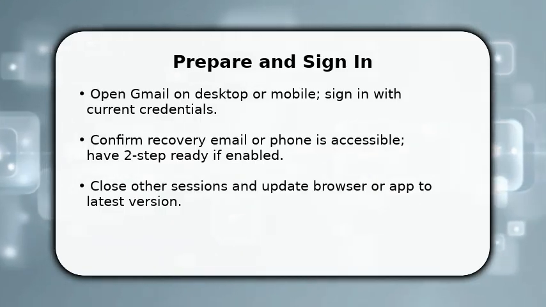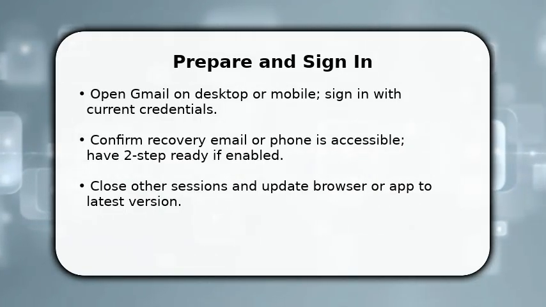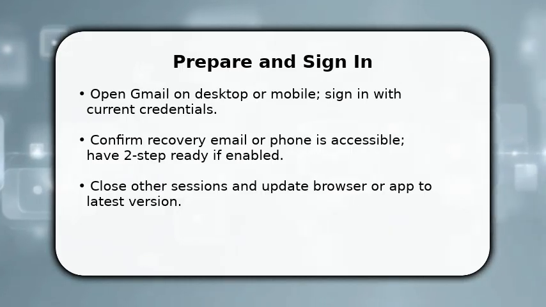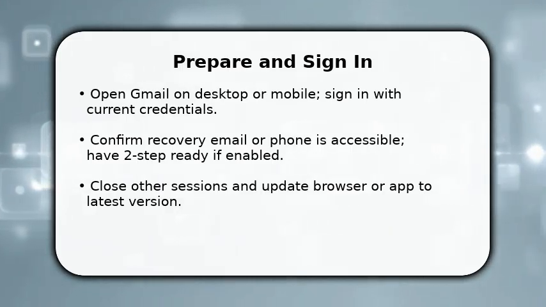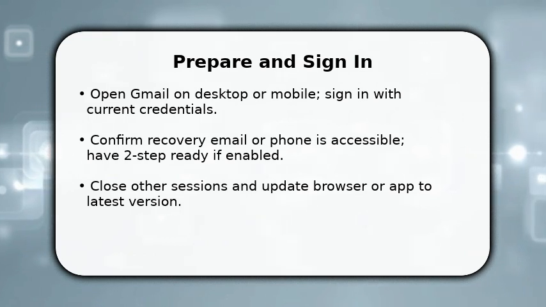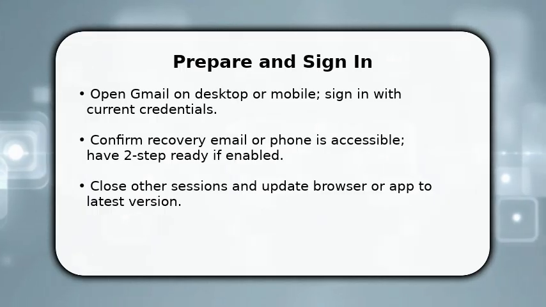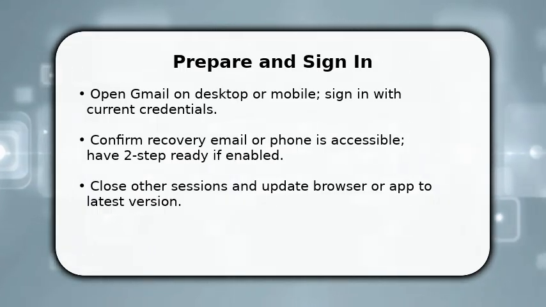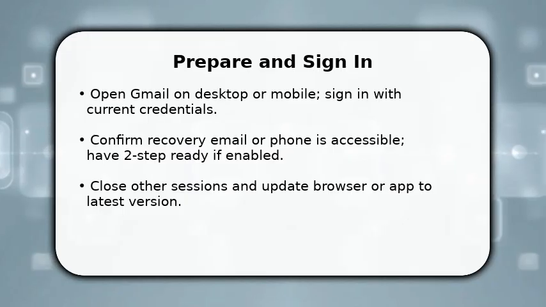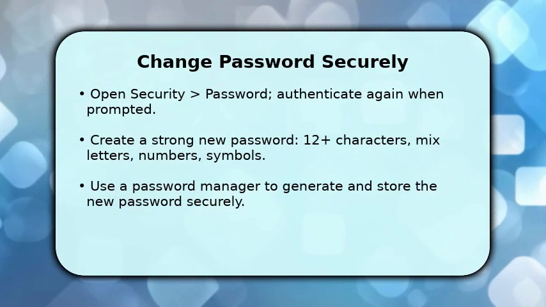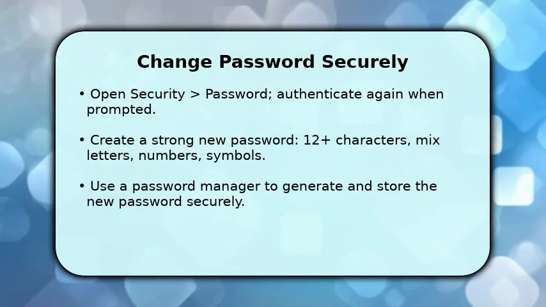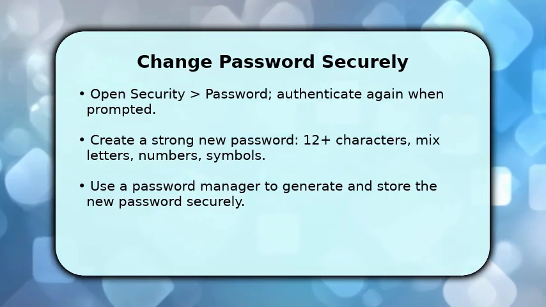If you have two-step verification, have your second device ready. This prevents lockouts. Now navigate to the Security tab to find the password option and begin changing it. You will need to authenticate again before changing the password, enter your current password, or use the prompt on your phone. Once authenticated, click Change Password, then type a strong new password twice to confirm.